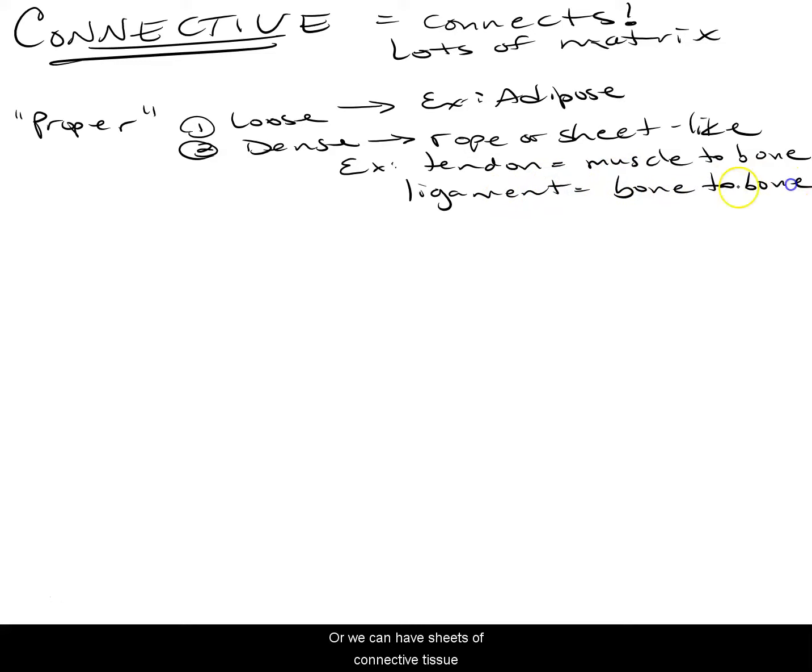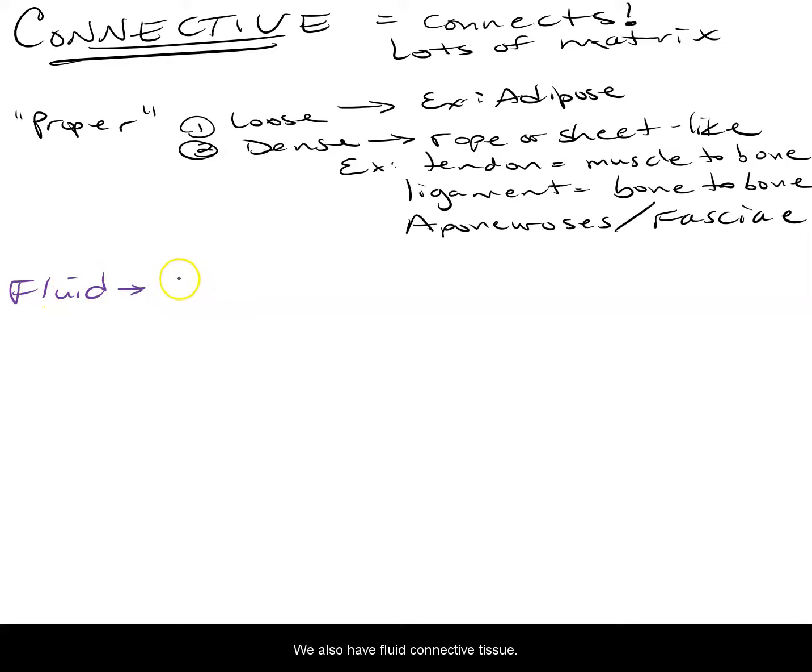Or we can have sheets of connective tissue called aponeuroses, or fascia, which is important because you have lots of fascia throughout the body, and you can get fasciitis, or inflammation in the fascia, just like you can get inflammation in other tissues.